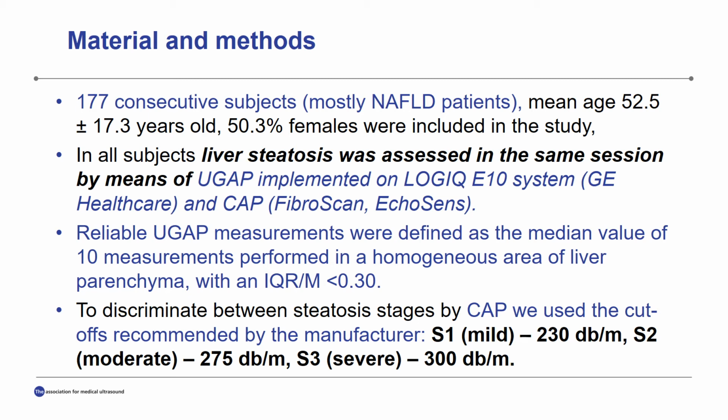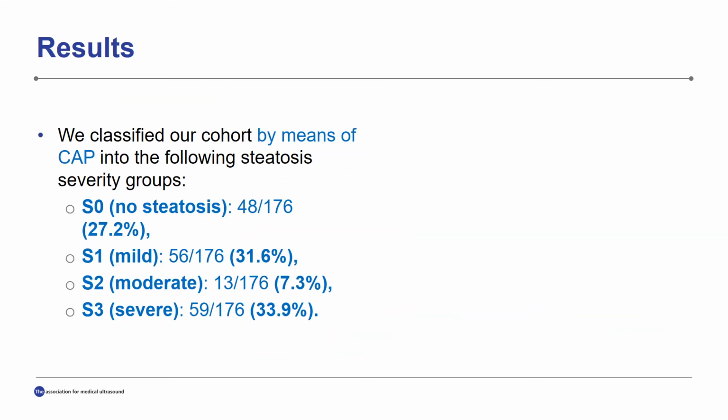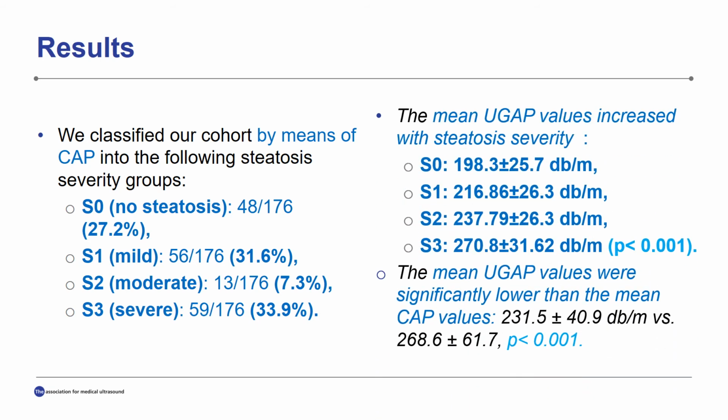We use the cutoff values for discrimination between the degrees of steatosis by CAP recommended by the manufacturer: for mild steatosis we have 230, for moderate 275, and 300 for severe steatosis. We can divide our cohort from the point of view of CAP measurement, having quite a homogeneous structure here: 27% no steatosis, 31% mild, 7% moderate, and 33% of them having severe steatosis.